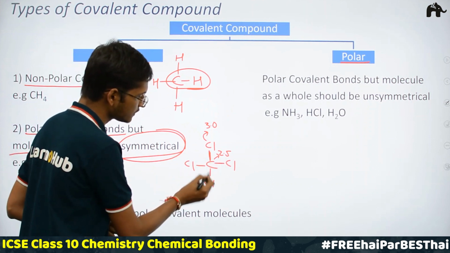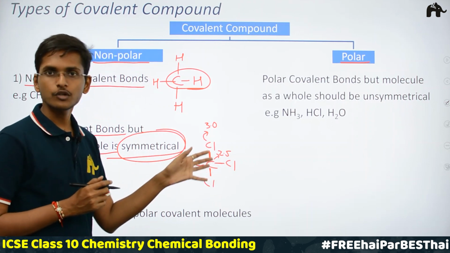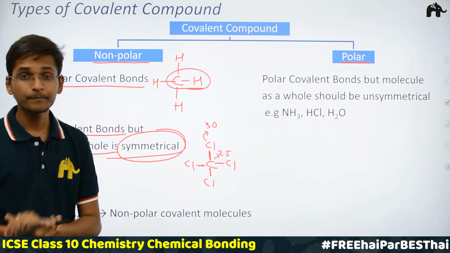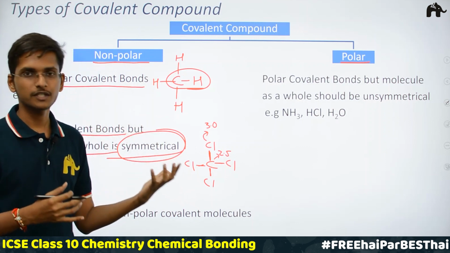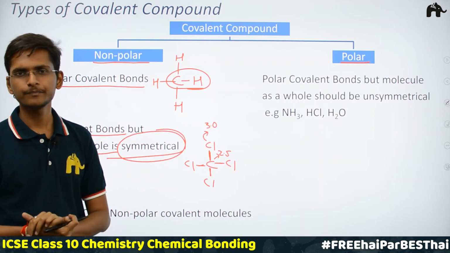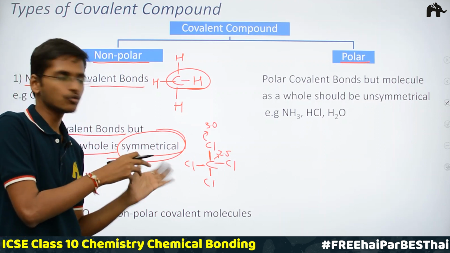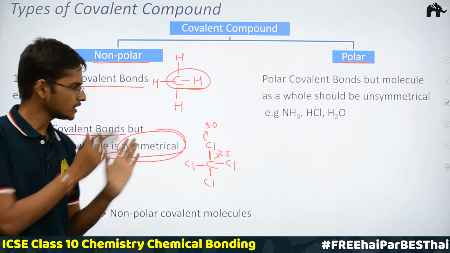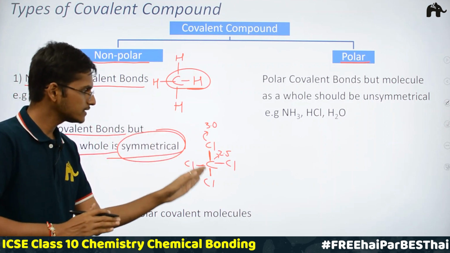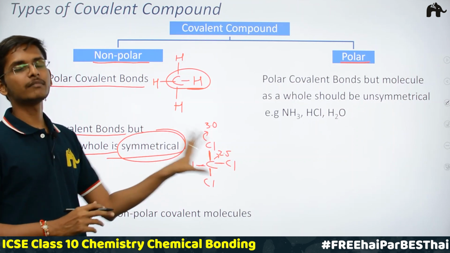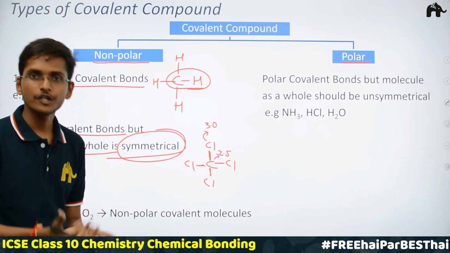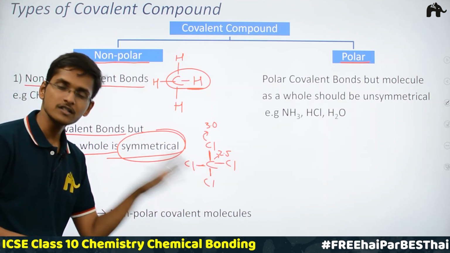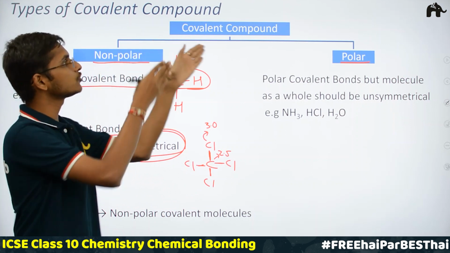Similarly, this carbon-chlorine bond, this carbon-chlorine bond, this carbon-chlorine bond, all are polar covalent bonds. Because of this, the entire molecule should be a polar covalent compound, but here the role is played by the symmetry of the molecule. We don't have to go into the details of how it is symmetrical. Just remember right now that carbon tetrachloride is a symmetrical molecule, and since it is symmetrical, though it has polar covalent bonds, it is a non-polar covalent compound.